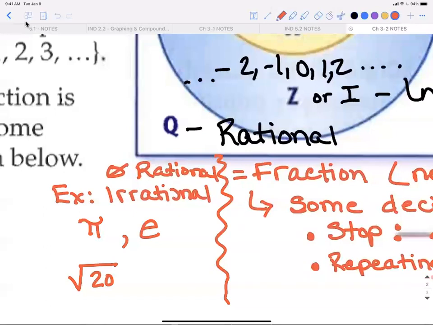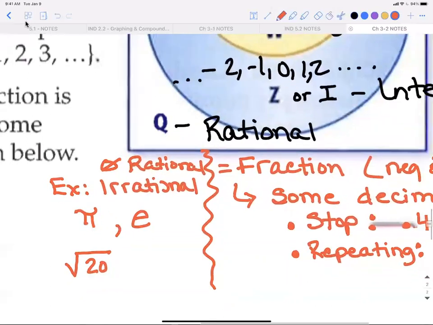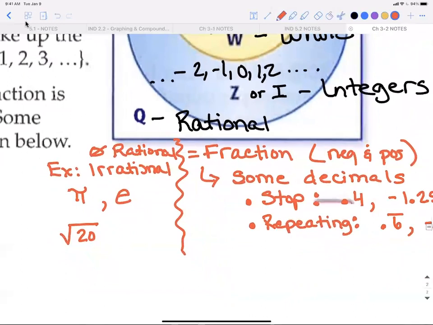So if you take 1 times 1, it's 1. 2 times 2 is 4. 3 times 3, 9. So 1, 4, 9, 16, 25, 36, 49, 64, 81, and 100. That just takes you up to 100. Those are considered perfect squares. Perfect squares go over in the rational column.